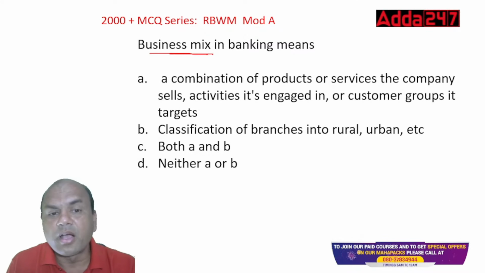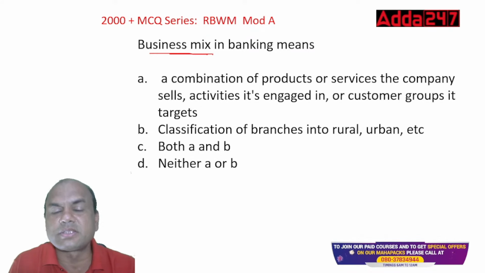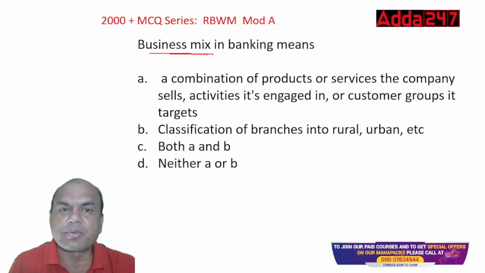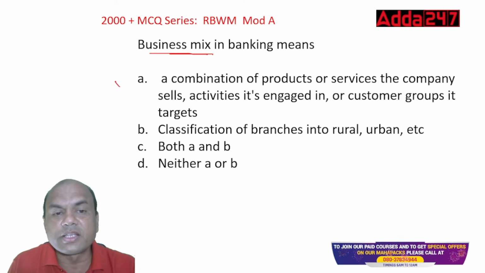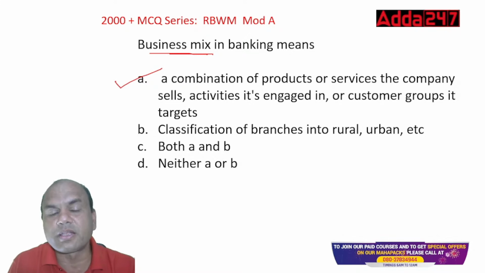Let me see. Okay. How many of you are just typing? I'm seeing you are typing both A and B, because we have the habit that if the answer is both A and B, it will be both A and B. No, that is not the answer over here. Classification is known as a separate part. Rural branch, urban branch, that is the classification model separately. Here we are talking of this business mix: combination of products or services the company sells, activity it's engaged in, or customer groups it targets. That is known as a business mix.